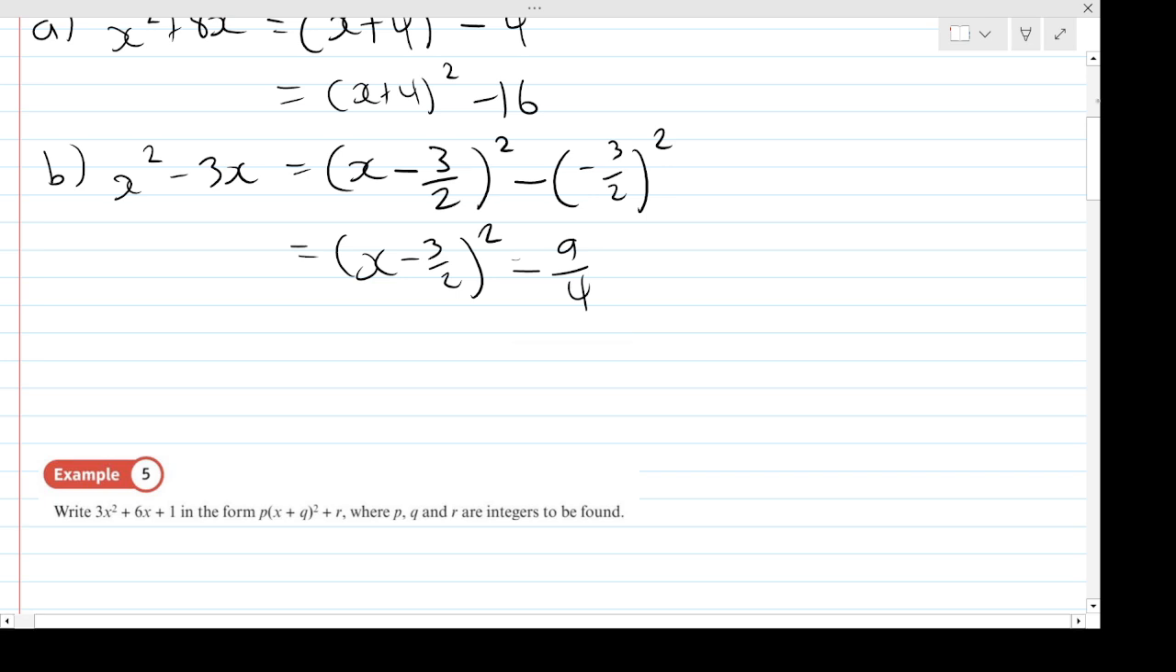Okay. So you might think that -3/2 squared is 9/4, so it's just plus 9/4. That's not what we're doing. We put plus 9/4, but then we have to put a minus outside.